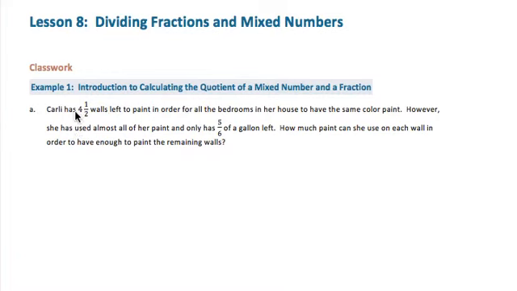So although this number 4.5 walls is much larger than 5/6, we know that we can't do it that way, because the paint is the item that needs to be divided among the walls, not the walls divided among the paint. That being said, let's write our initial problem, 5/6 divided by 4.5.